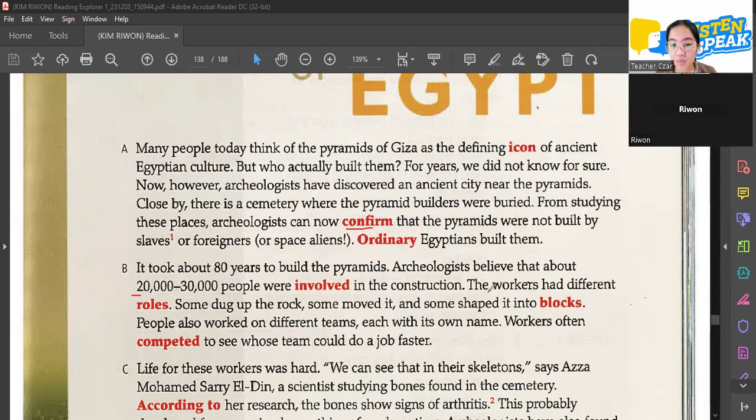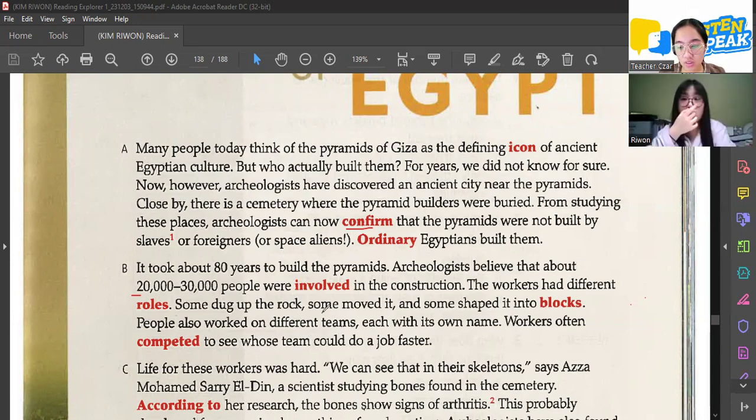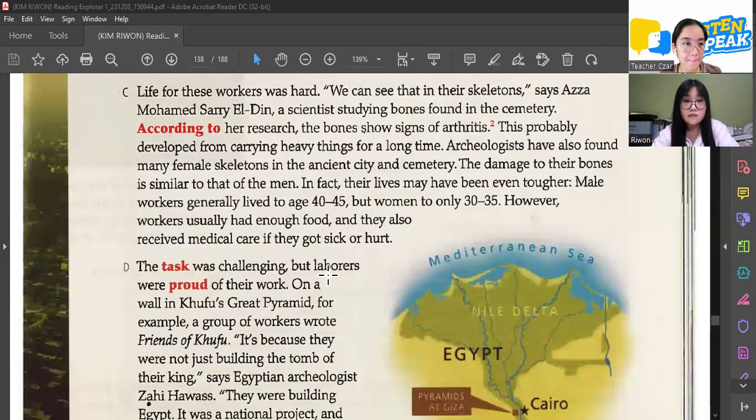And also the workers had different roles. Some dug up rocks, moved them, and some shaped rock into blocks. Okay. And on the other hand, people also worked on different teams. That's why workers often competed to see whose team could do a faster job. Any questions? No. So let's try to have C and D.